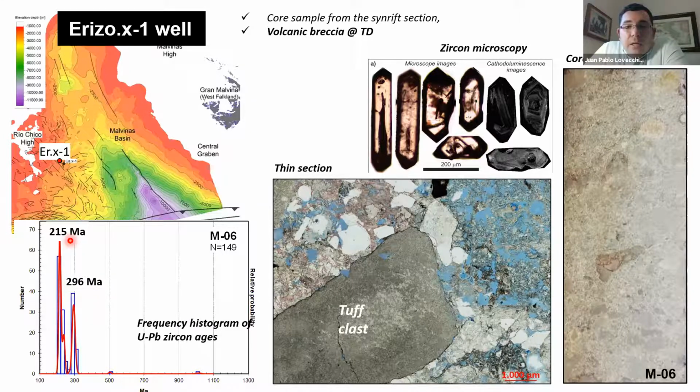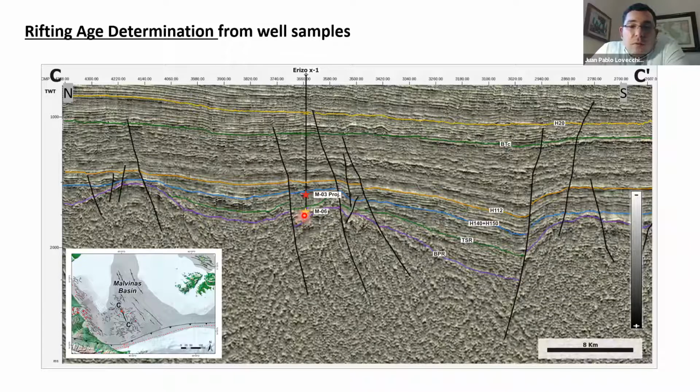here in the bottom section of the well, in the pre-rift, in the early rift. You see the purple is the top of the pre-rift. The rock was recovered from above that in the syn-rift section, and it provided a late Triassic age.